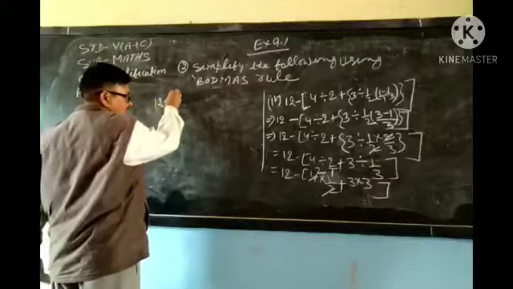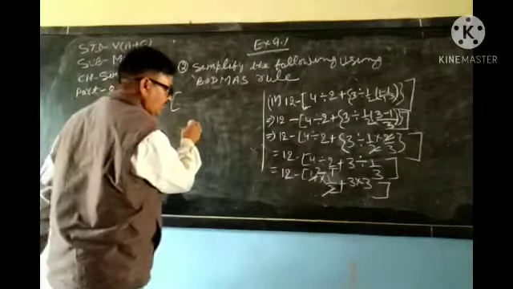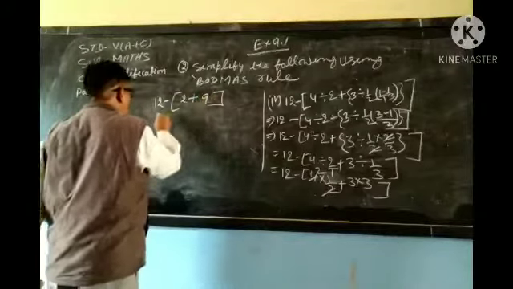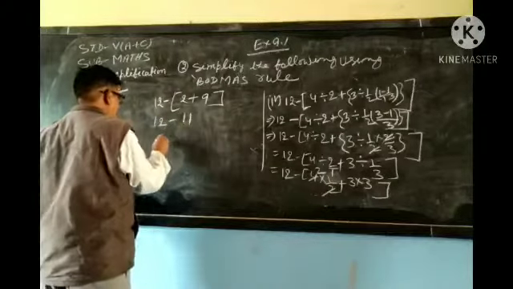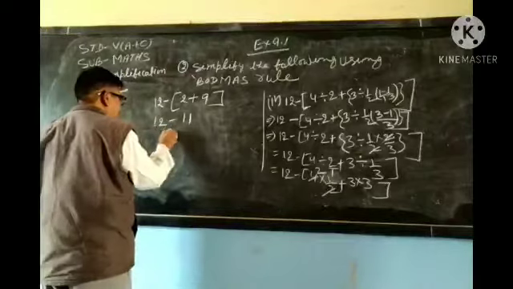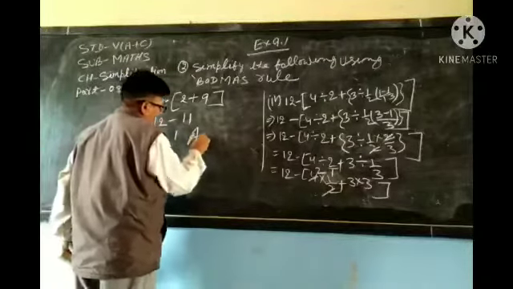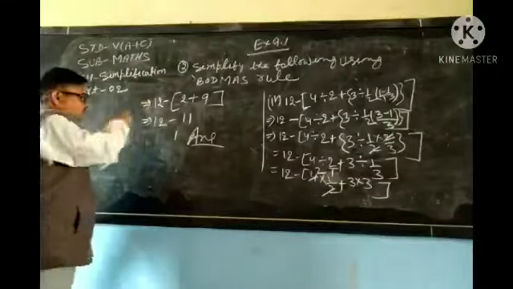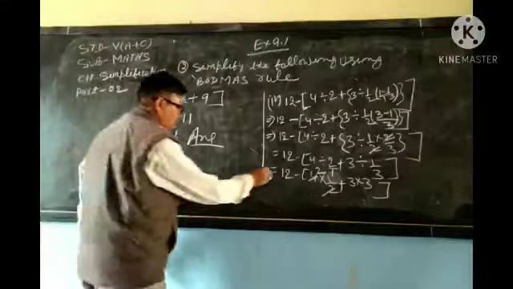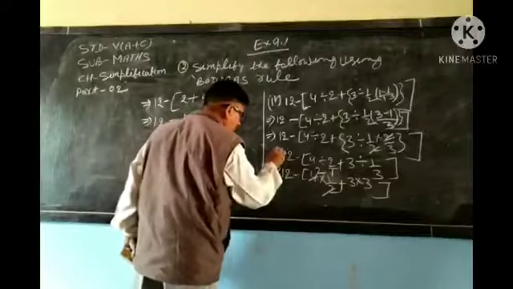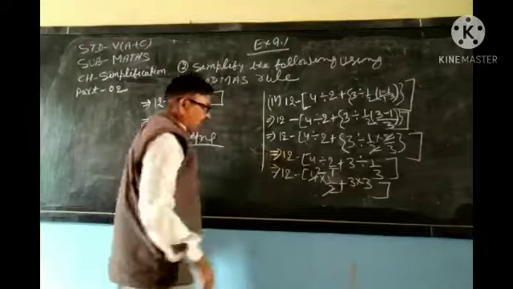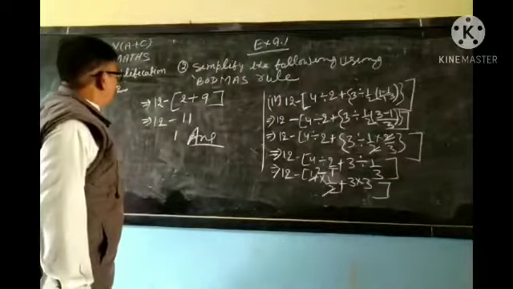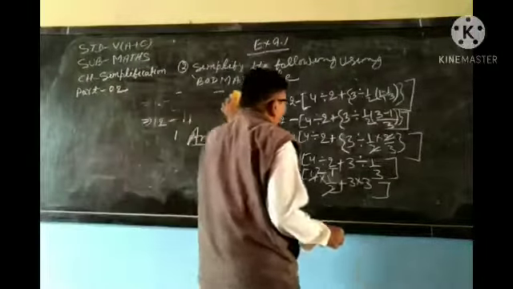12 minus 2 plus 3 into 3, 9. 12 minus 11, 1 is 0. It is clear. So give this arrow sign. This whole process is going on. Nothing else is there. And equal also you can give. So this one I have for the fourth question, right?